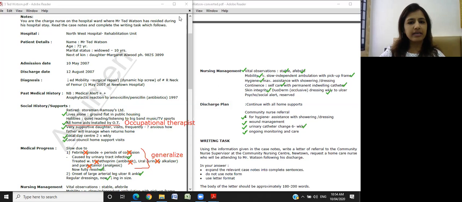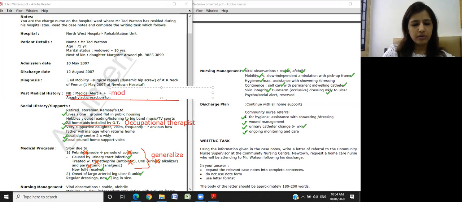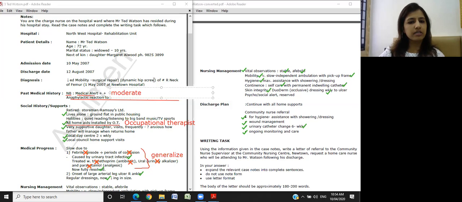Now from his medical history, if there is anything that is relevant for this nurse, right? So here it says that they are allergic to certain medications, noted by, and they are on medical alert plus plus. So what does this plus plus mean? Moderate risk. Plus one is mild, plus plus moderate, plus plus plus severe. So they are on moderate alert. Why? Because they have a history of anaphylactic reaction to these drugs.